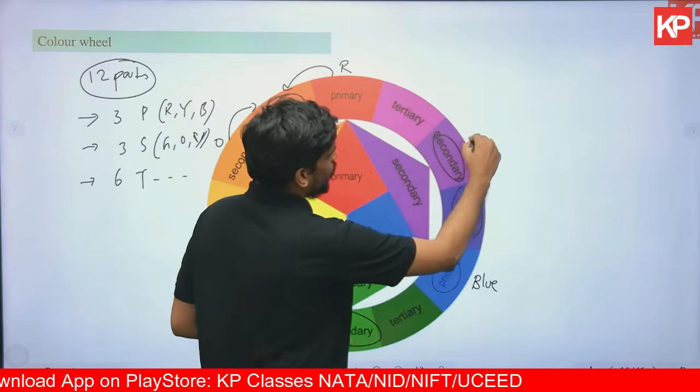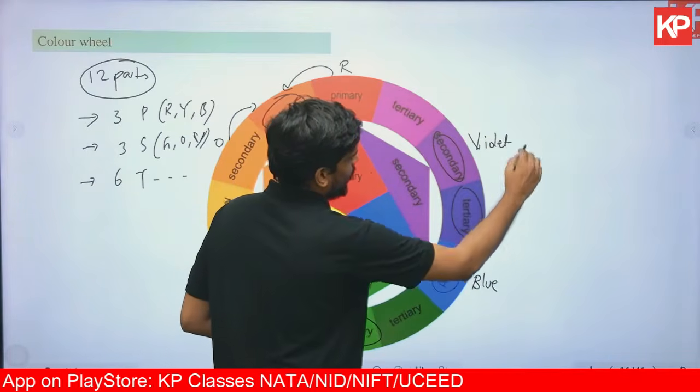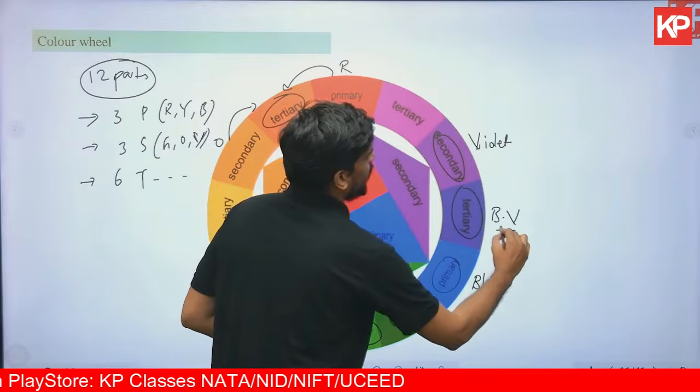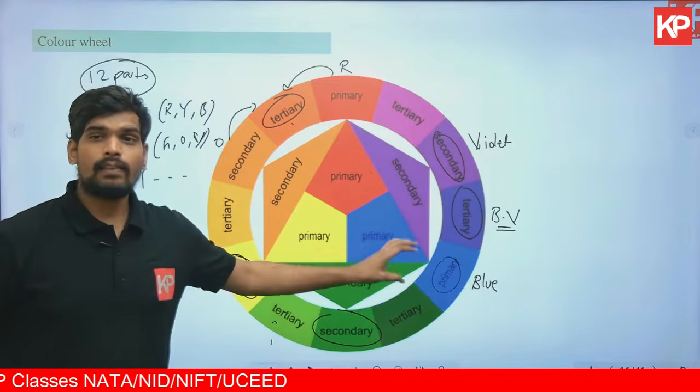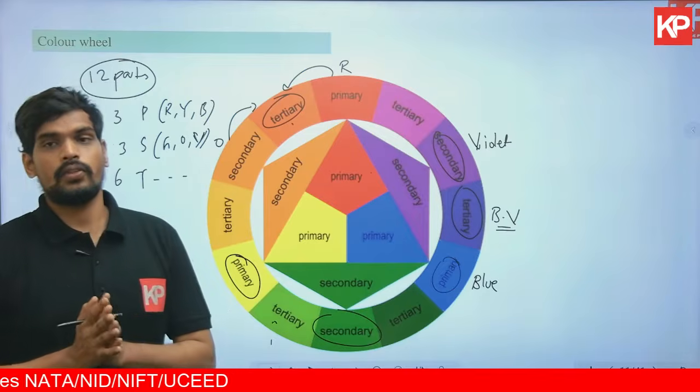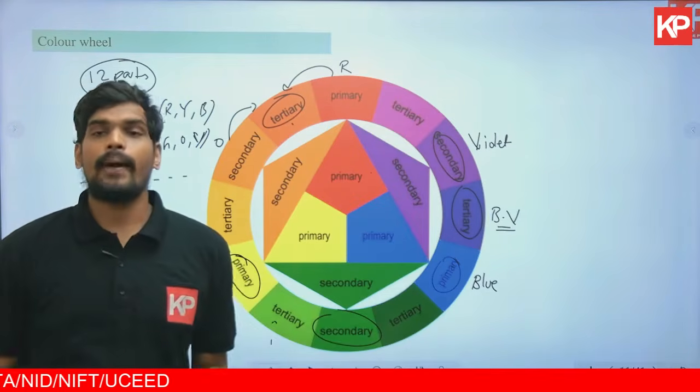The secondary used over here is violet. So what will be the name of this tertiary? It will be blue violet, right? So one primary, one secondary, mix it in equal proportions, you get tertiary. So that is something which you have to remember about the 12-part color wheel.